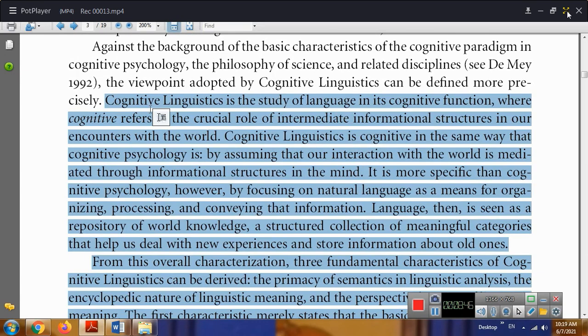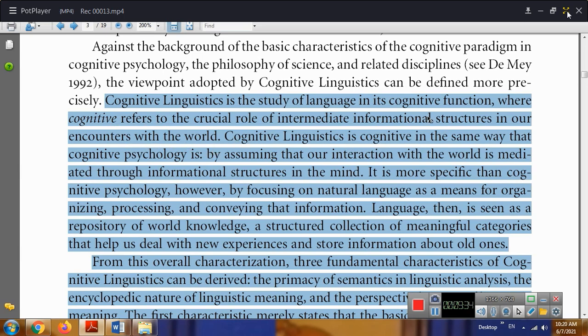You should know the definition of cognitive linguistics. Cognitive linguistics, with capital C and capital L, is the study of language in its cognitive function, where cognitive refers to the crucial role of intermediate informational structures in our encounters with the world.